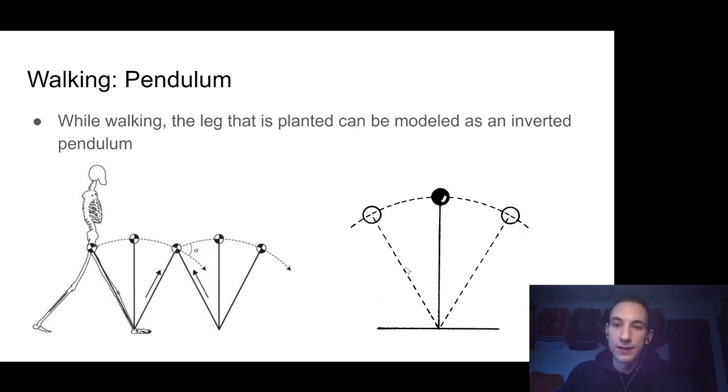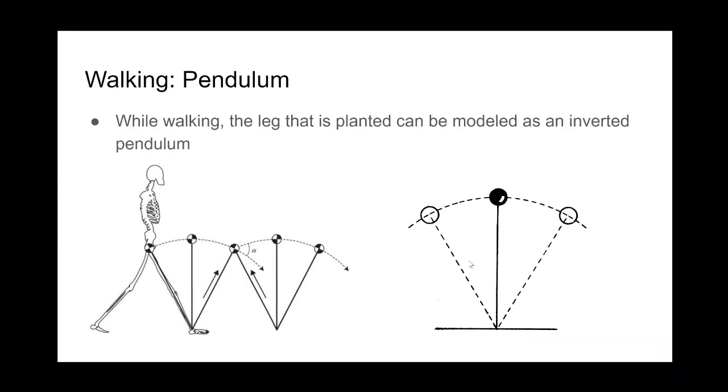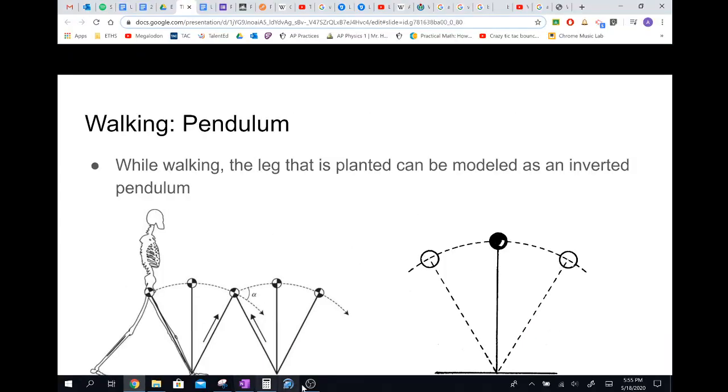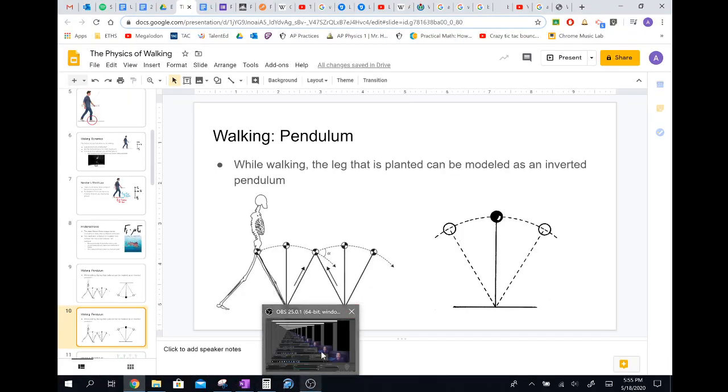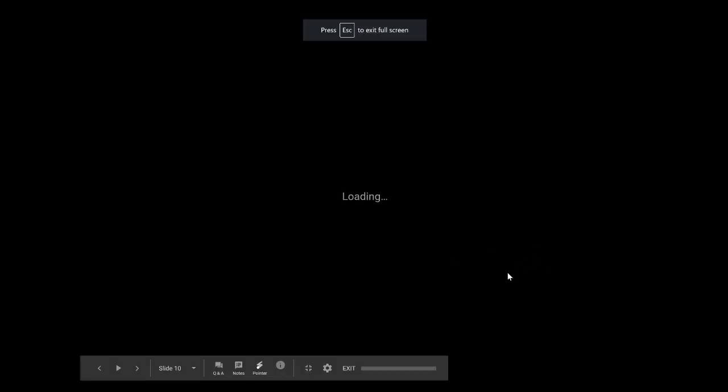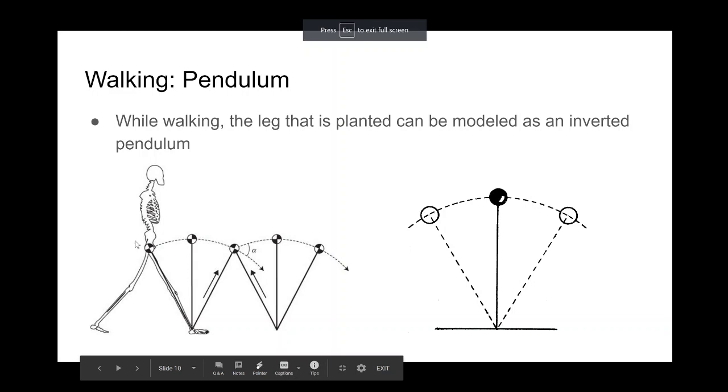So I flipped this image of the pendulum, and let me see, I think that switches. Yeah, okay, cool. So we have this inverted pendulum that looks a lot like how our body looks when we walk. We have this stationary point, and then we have everything rotating around this stationary point.